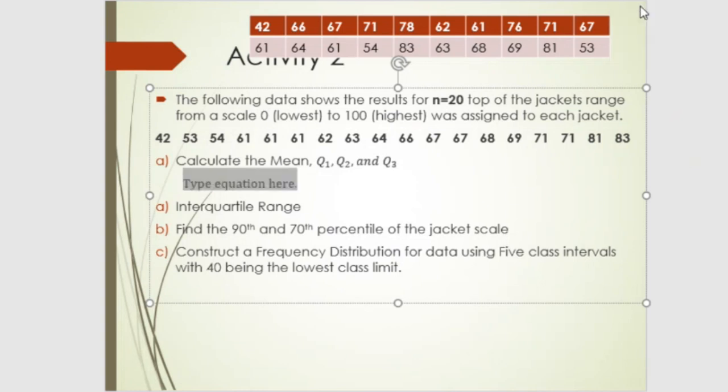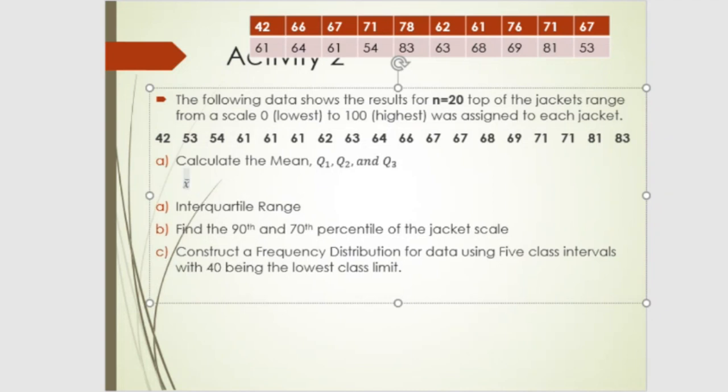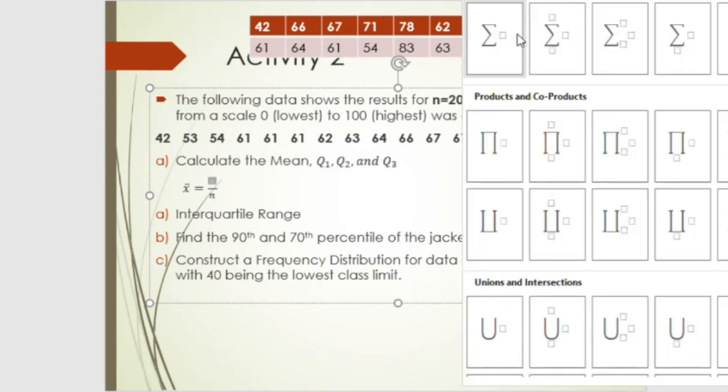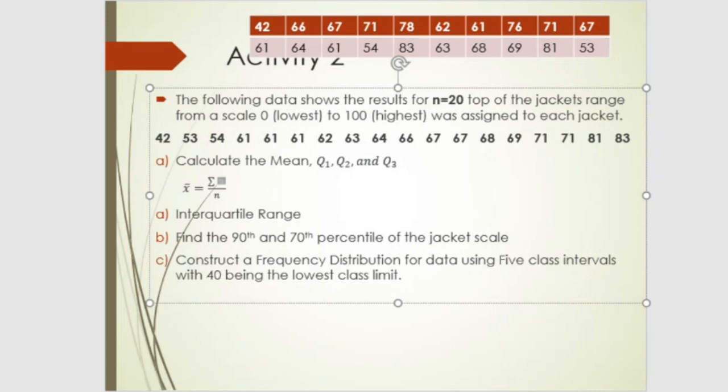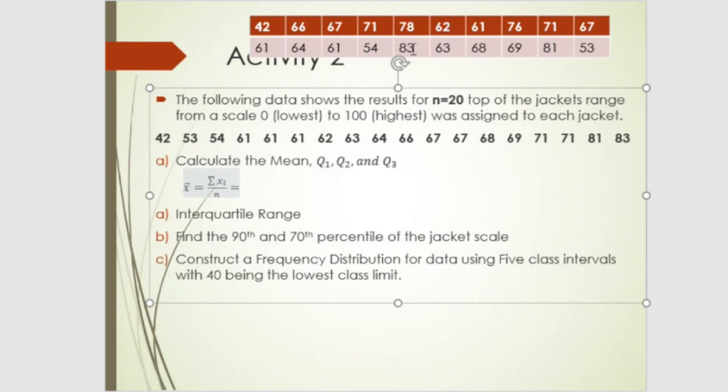Let me do this. We're dealing with the mean of the sample, which is going to be X bar. Here is N, and on top is the sum of the observations, sum of X sub i. You sum the observations and divide by the number of observations.